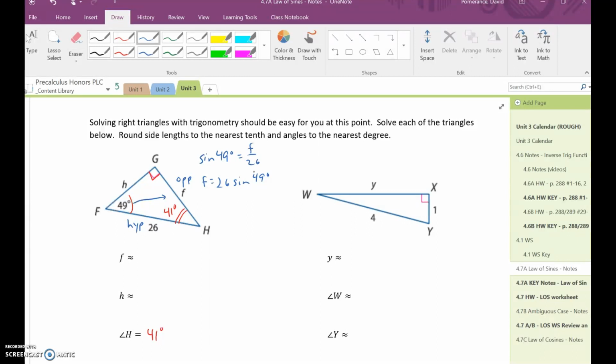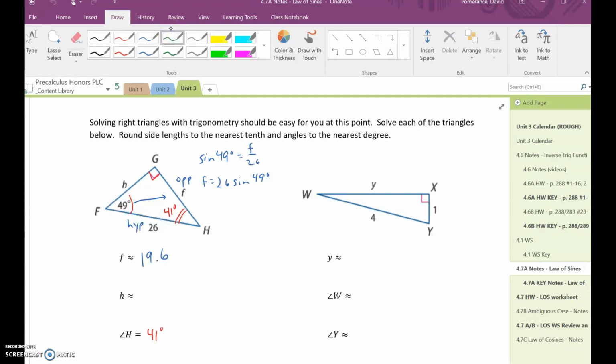And my calculator is telling me that this is 19.6224, or just plain 19.6, whatever the unit of length is for this particular problem. To find h, we could go to the Pythagorean theorem, which is fine. Just be careful not to round your value of f when finding h. We don't want a dirty problem. I'm not going to do it that way, though.